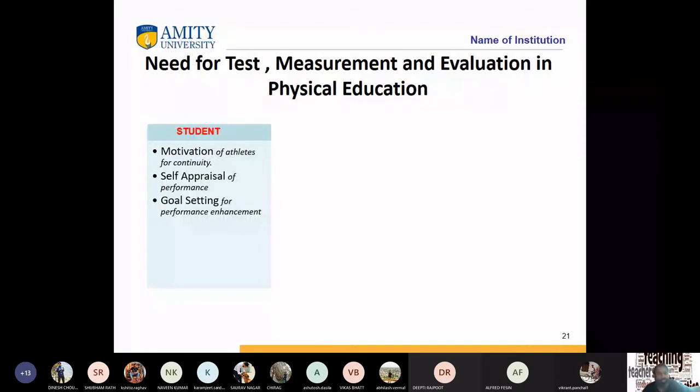What happened? Why is the child not coming? The child has lost interest. Why did the child lose interest? Because the motivation was lacking, because there was no adequate feedback. And if at all there were feedbacks, they were not constructive feedbacks. Why were they not constructive? Because adequate tests were not conducted, scores are not available, evaluations have not been provided. If at all evaluations were provided, they were not constructive in nature.